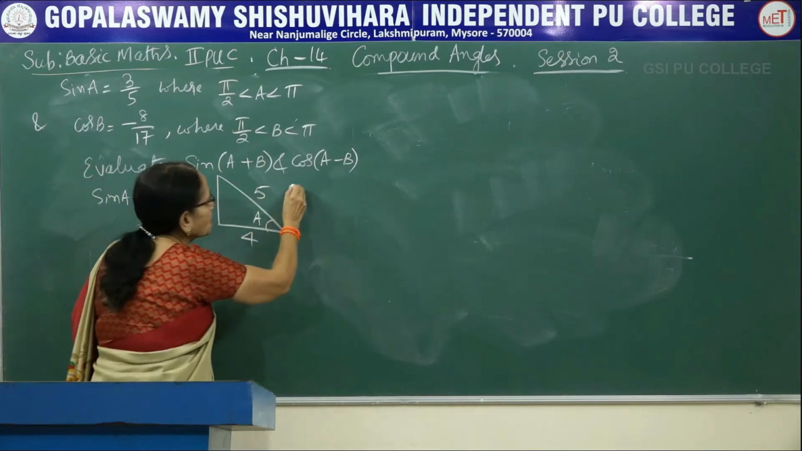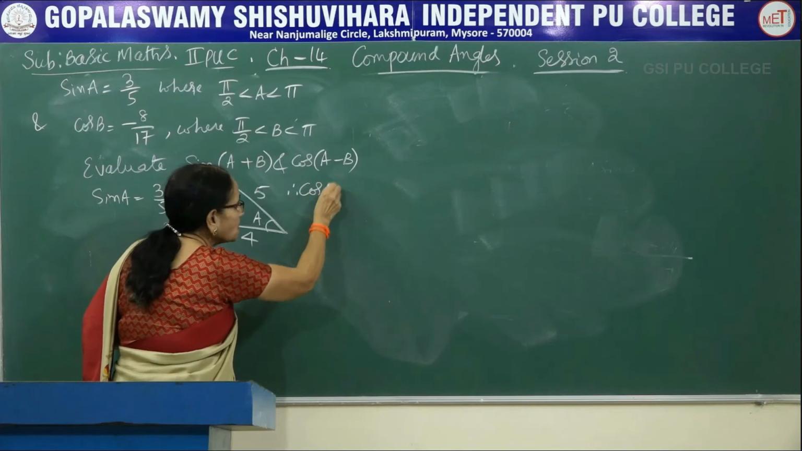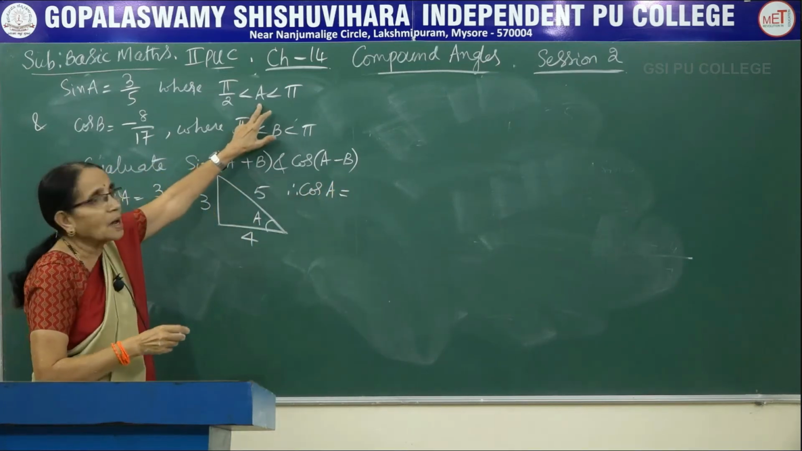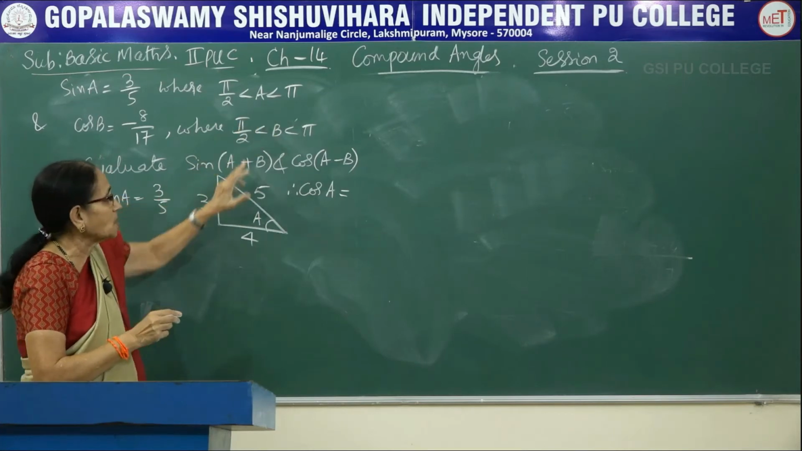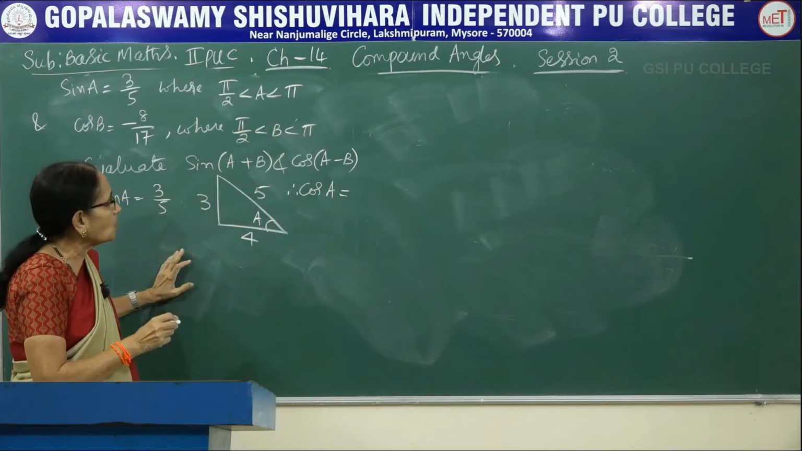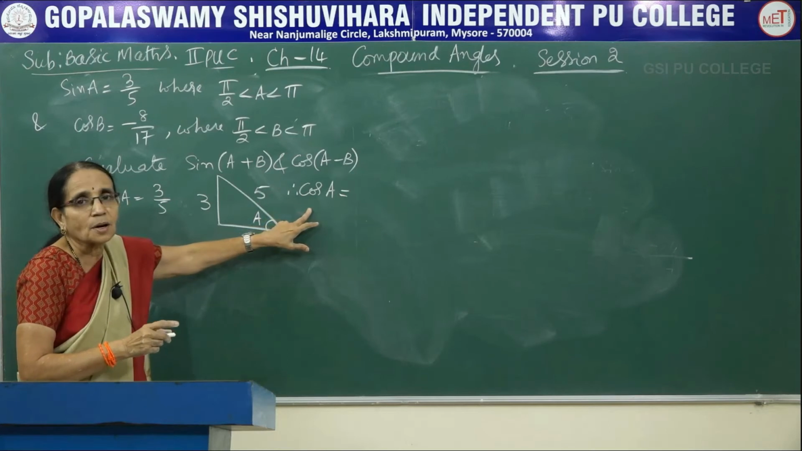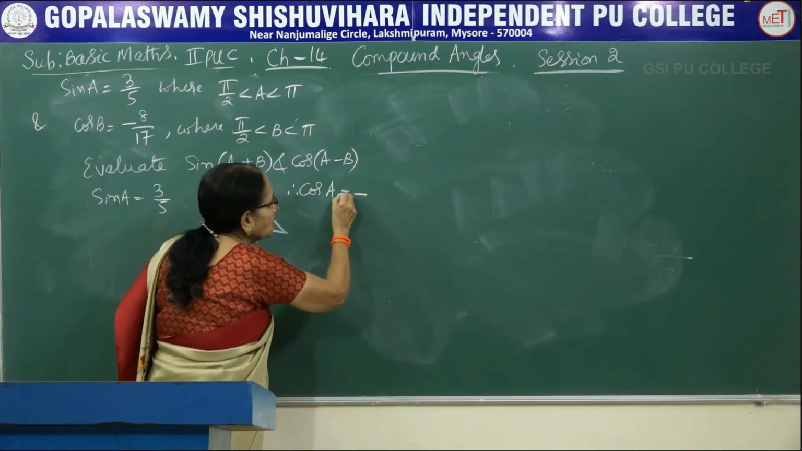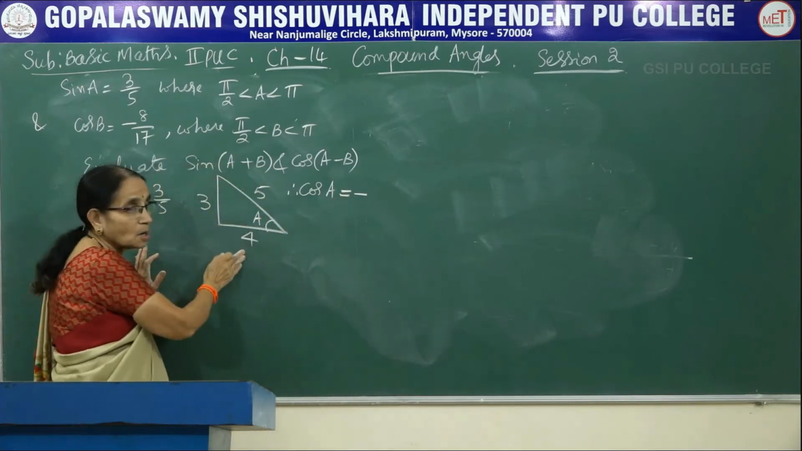Now let me calculate cos A. Better you calculate here itself. Now look here, where does the angle lie? Angle A lies in the second quadrant. Second quadrant means what is the sign of cos? It is minus. Therefore, first you write the minus sign. So that's why I am telling you, don't write the sign in the figure here.